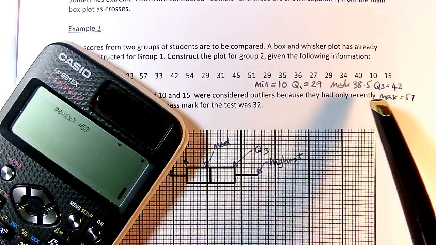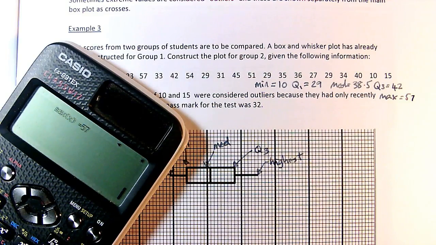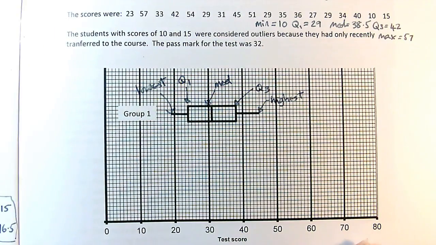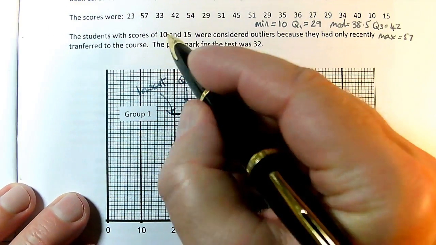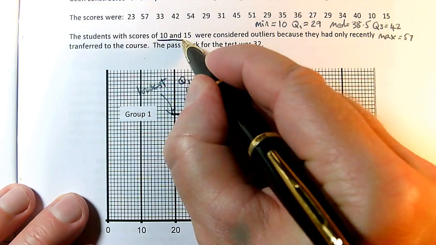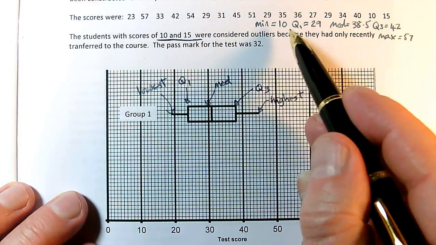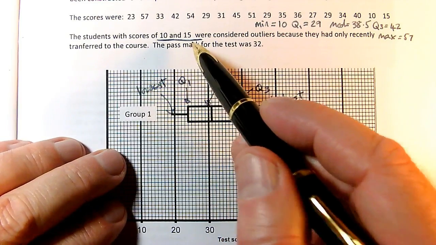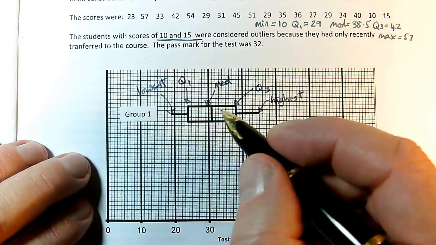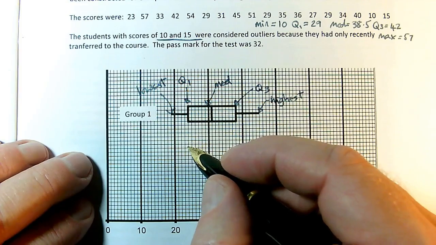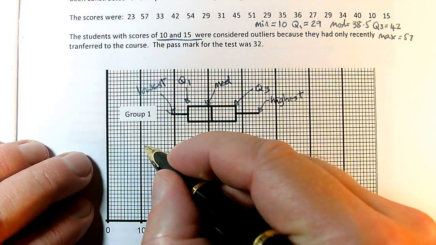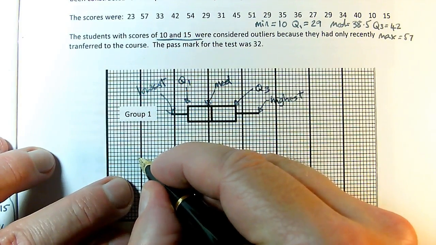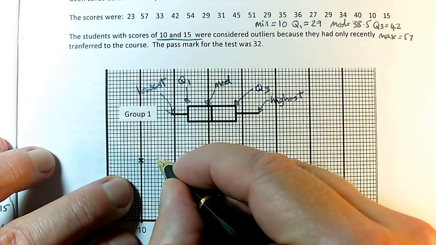And notice I've clearly stated all of these values, so all my working's very clear. I have to make sure I've read the question, which tells me about some outliers. The 10 and the 15 were considered outliers. So this minimum value of 10 and this other value of 15, I'm going to show slightly differently. The way we show outliers on a box and whisker diagram is we show them as separate x's of their own. So I'm going to put my cross for the 10 and a cross for the 15.